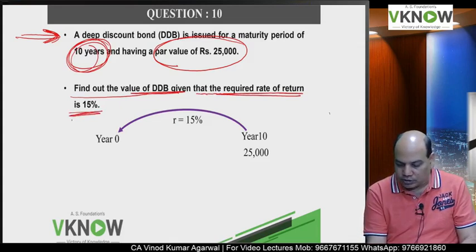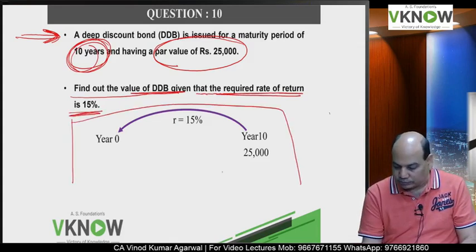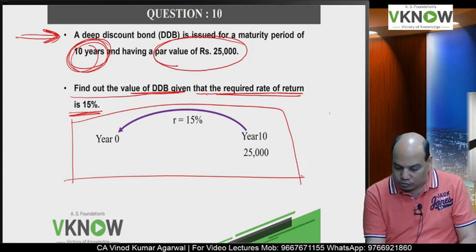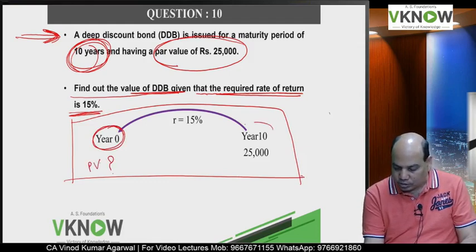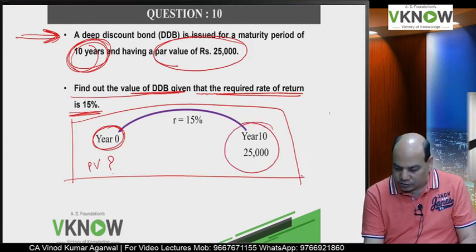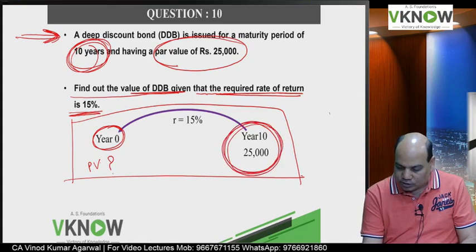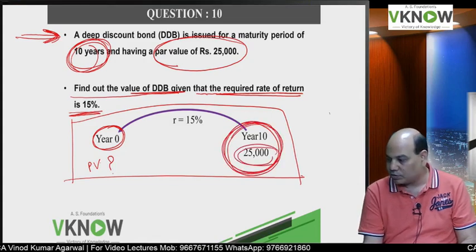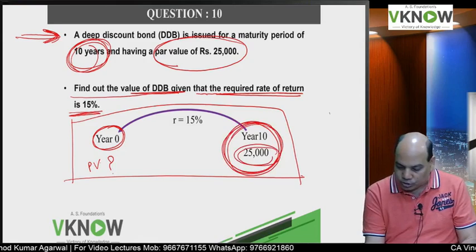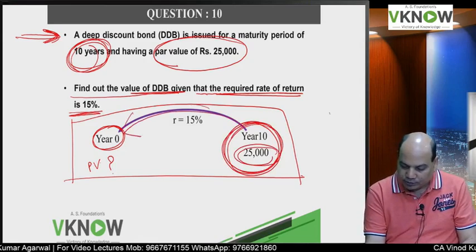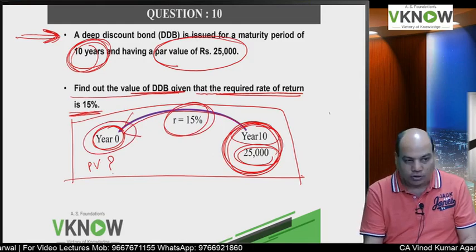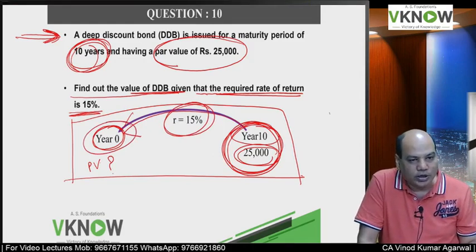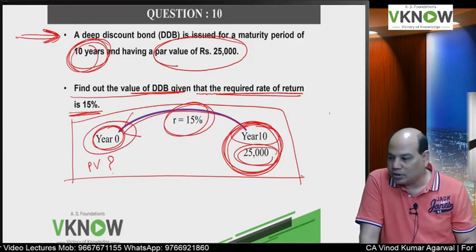So you understand, in this diagram which I have drawn, we are standing today here, we have to find the present value today. After 10 years, this bond will generate 25,000 rupees for you. So you have to discount it at 15% for 10 years and find out what will be the value today. So the student will now reply.